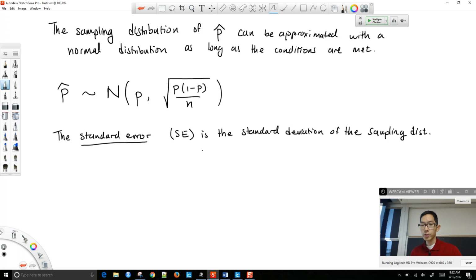And if we think about what the standard deviation means, the standard deviation is a measure of spread, right? So the SE is the measure of spread, and tells us about the spread of the sampling distribution.